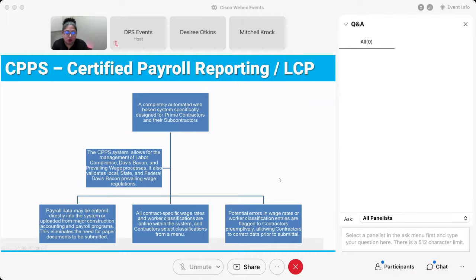We're also responsible, as I indicated, for monitoring equal employment opportunity, Chicago residency, and local residency. For every city construction project, if a contractor is working on the actual site, they're required to submit certified payrolls. Prime contractors and their subcontractors are responsible for submitting certified payrolls every week into the certified payroll reporting system, also known as LCP Tracker.